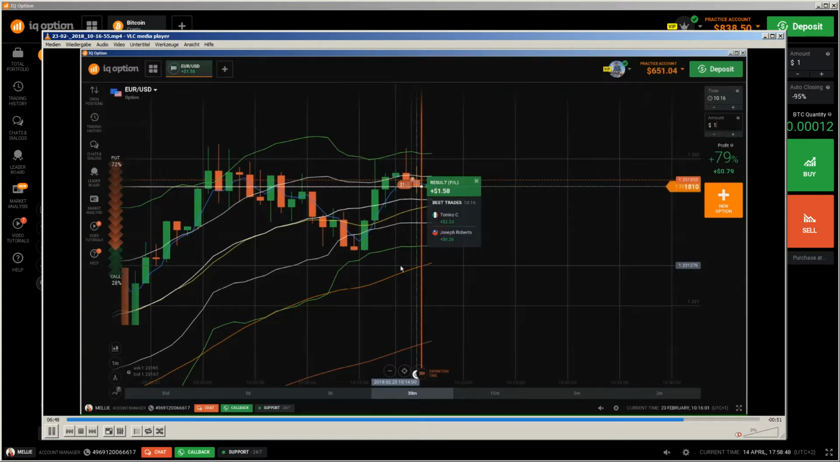So, and that was this example now. I hope you understood this, that the candlesticks are always looking different.